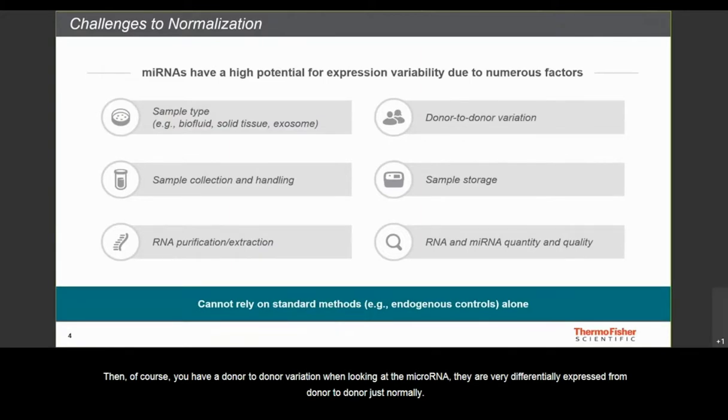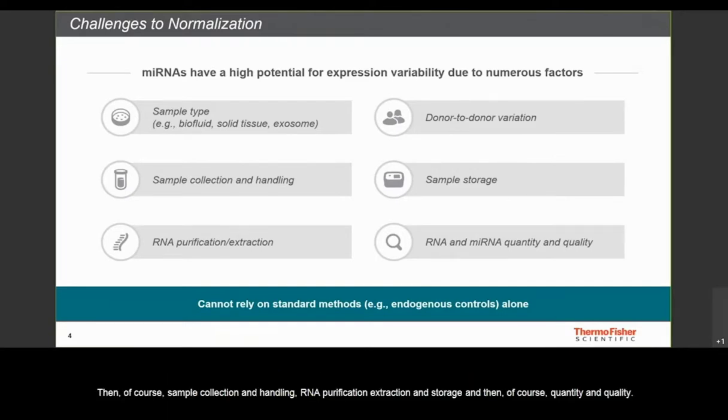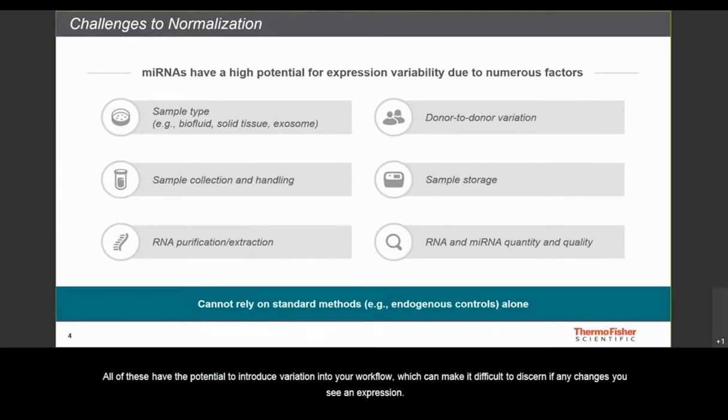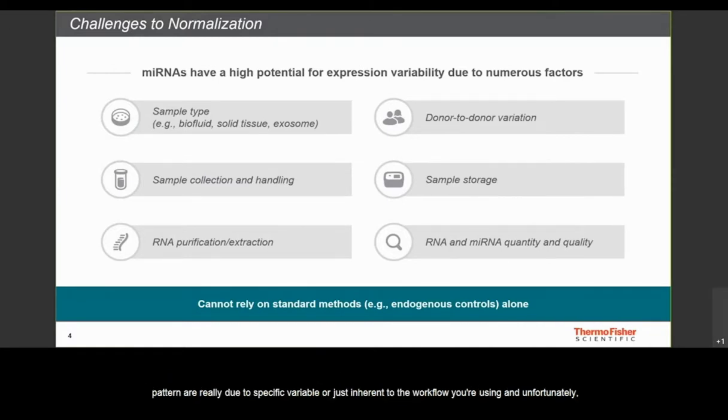When looking at the microRNA, they're very differentially expressed from donor to donor, just normally. Then, of course, sample collection handling, RNA purification, extraction, and storage. Then, of course, quantity and quality. All of these have the potential to introduce variation into your workflow, which can make it difficult to discern if any changes you see in expression pattern are really due to a specific variable or just inherent to the workflow you're using. And unfortunately for microRNA, it's difficult to rely on standard methods like endogenous controls.